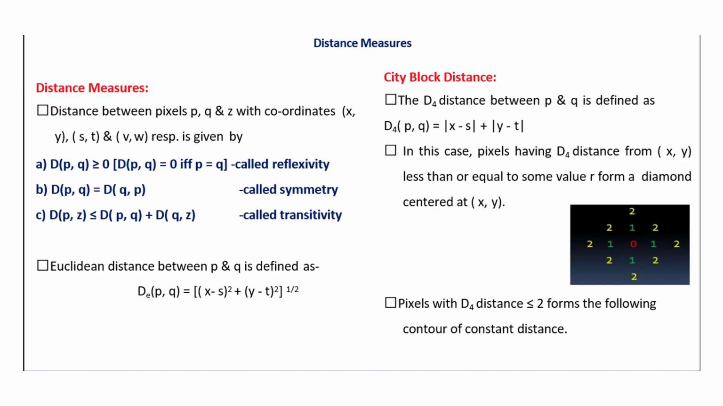Before that, we have to see some of the properties: reflexivity, symmetry and transitivity. Euclidean distance measure is nothing but the square root of the squared differences of the two points we consider. City block distance is the sum of the modulus of the two coordinate differences. Pixels having D4 distance from x comma y less than or equal to some value r form a diamond centered at x comma y. Pixels with D4 distance less than or equal to 2 form the following contour of constant distance.